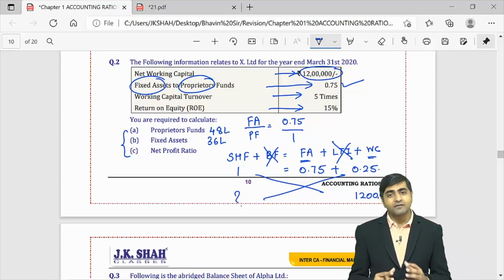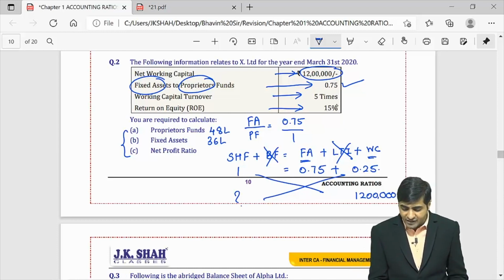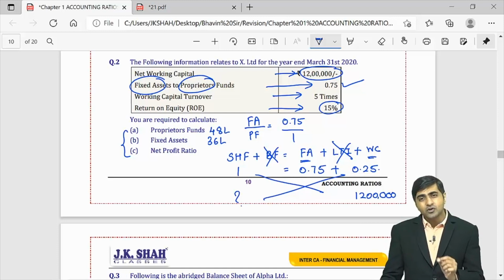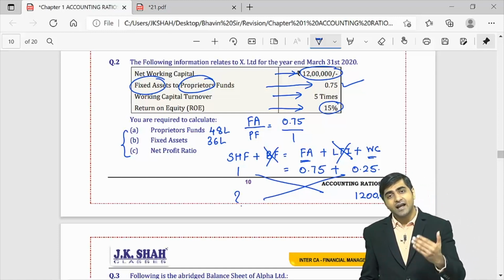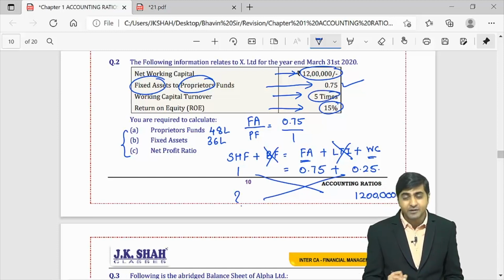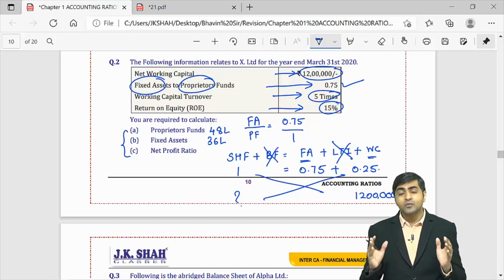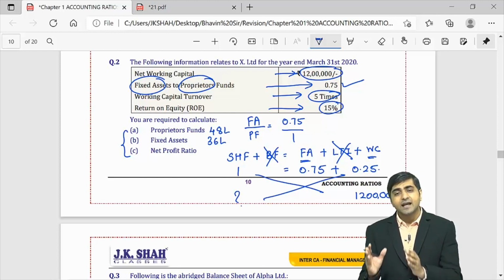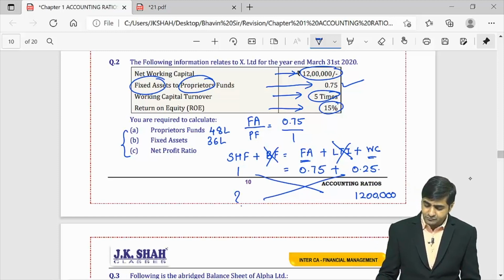Net profit ratio will always be NPAT upon sales, but here we don't have NPAT, but we definitely have ROE. So we can use ROE, and with its help we can calculate the net profits, and then we can divide that by sales. Sales, you can get with the help of the working capital turnover ratio, because working capital turnover ratio will be sales upon working capital. So with the help of this ratio we can get the amount of sales, and that sales we can use for calculating your net profit ratio.